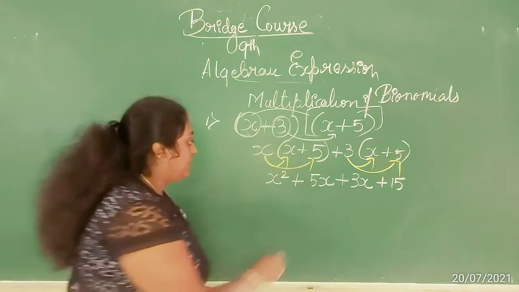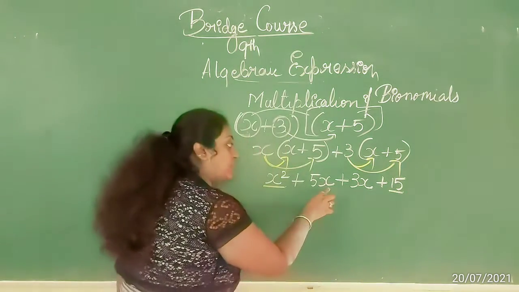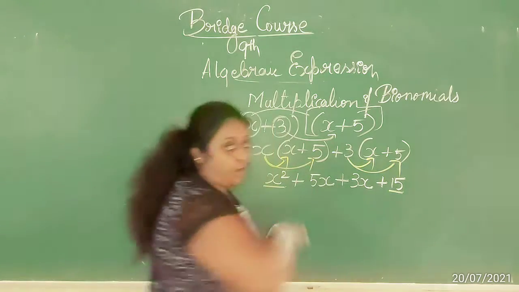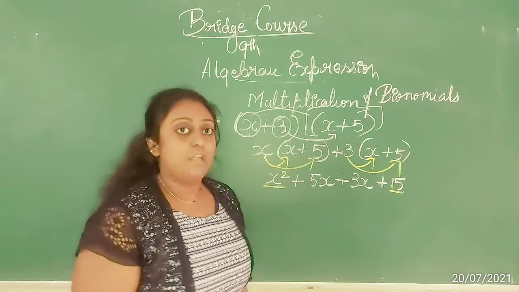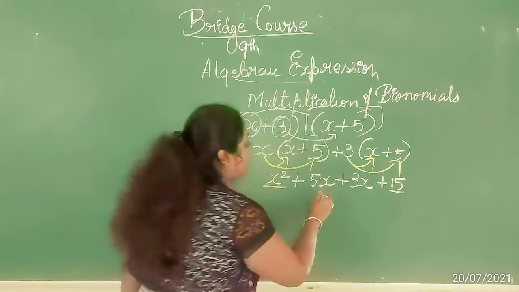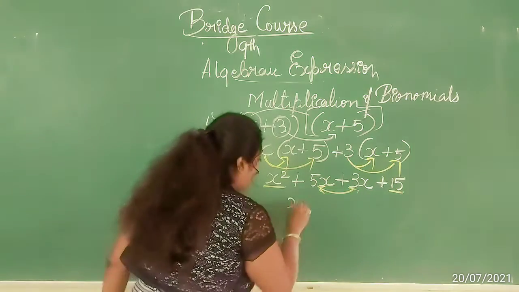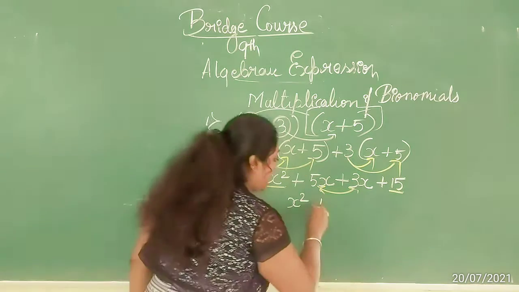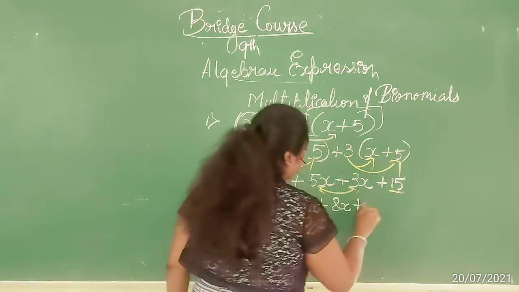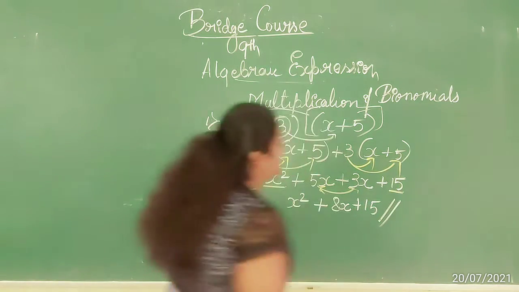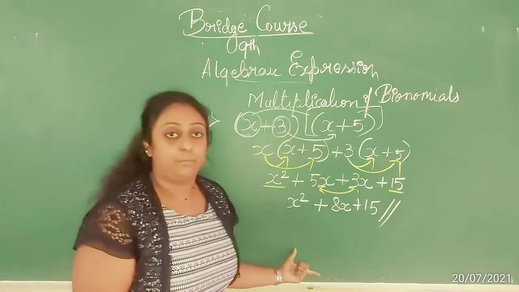So now see here. This is x square. This is constant. Now here also 1x, here also 1x is there, isn't it? Now 5 plus 3 is how much? 5 plus 3 is 8. Now we have to add these two numbers. So write x square plus 8x plus 15. This is how you are supposed to do the multiplication of binomials.